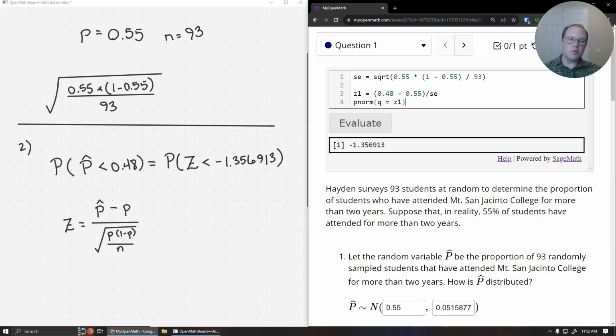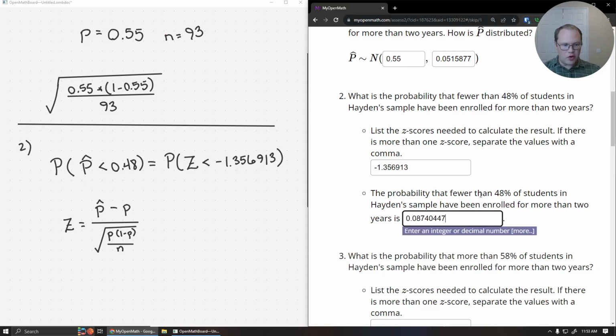plug in our z-score, which I've named z1, and that gives you the probability that we get a randomly chosen z-value less than this z-score. So that's our first probability. There is about an 8.7% chance that in Hayden's sample, the sample proportion is fewer than 48%. Okay? Let's look at part 3.